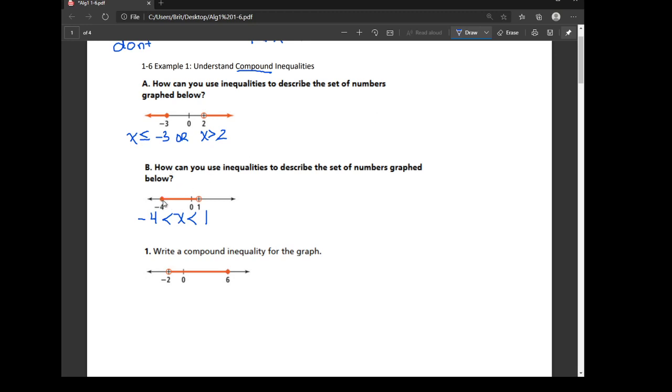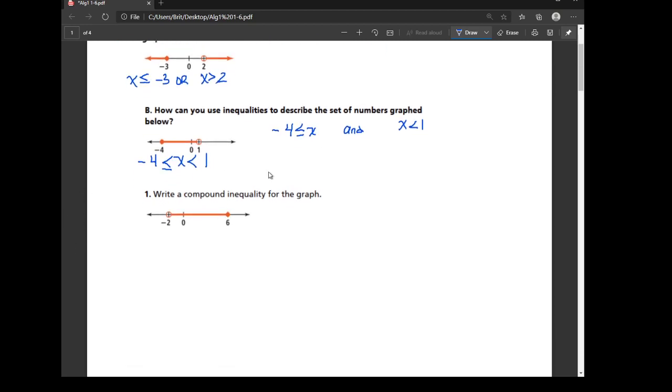And then we're going to look at the actual endpoints to determine if they can be equal to. So if you notice, the endpoint here at -4 is filled in, so I'm going to go ahead and put a line under there for equal to. But the one at the 1 is not filled in, so I don't put a line under there. Now this is how we usually do it, but some people might break this into two inequalities and just separate it by an and, like that. That's okay as well, but usually if we talk about a compound inequality, we usually want this one right here where they're all combined.